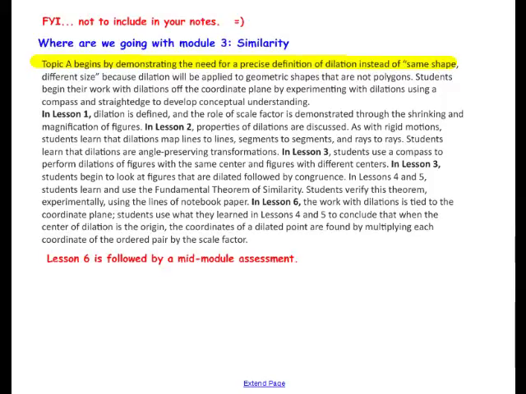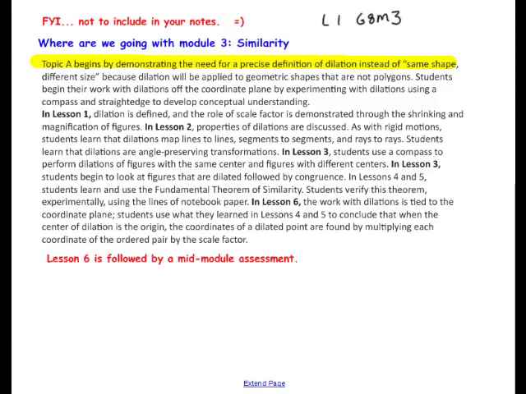This is Mrs. Appio with Lesson 1 from Grade 8, Module 3 on Similarity. You don't need to include this in your notes, but I wanted to go over what this module will be about. Where we're going with Module 3 Similarity.